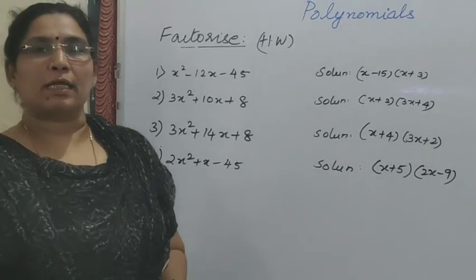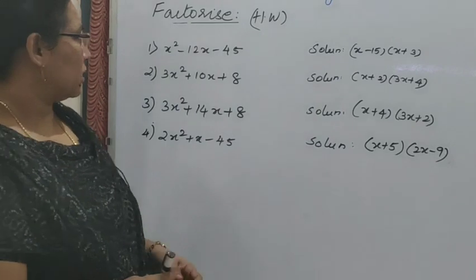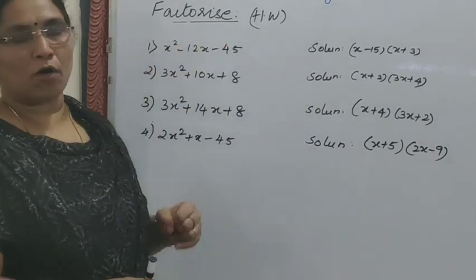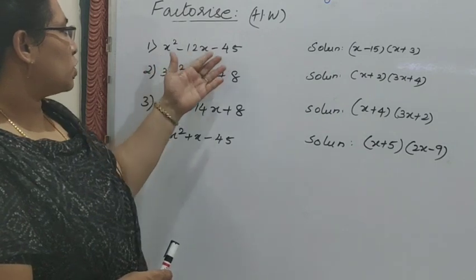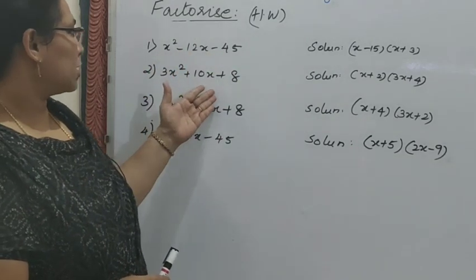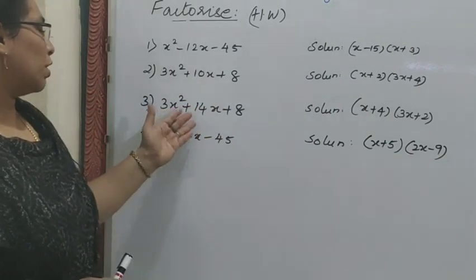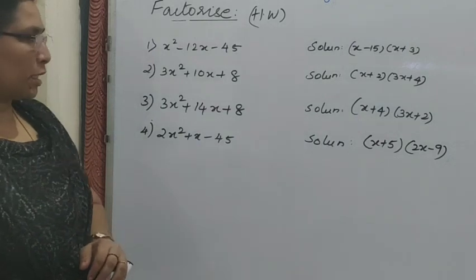Now we completed factorization of quadratic polynomials by splitting the middle term. So I have to give some homework for you for practicing. The first question is x square minus 12x minus 45. Second question is 3x square plus 10x plus 8. Third question is 3x square plus 14x plus 8. Fourth one is 2x square plus x minus 45.